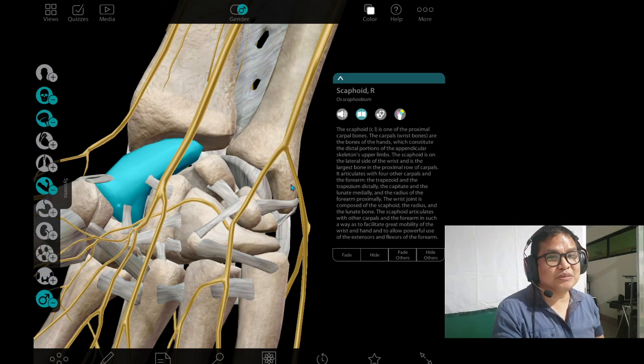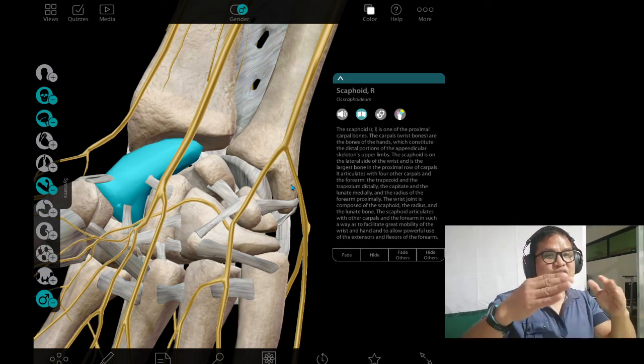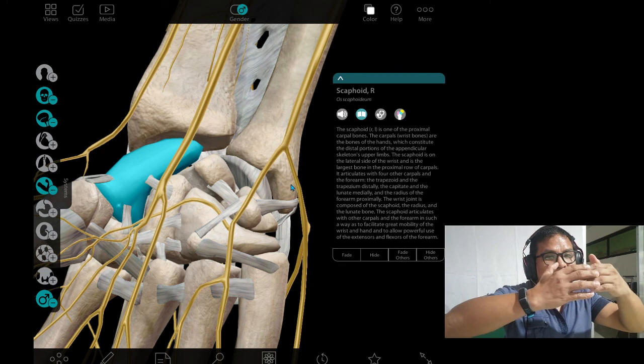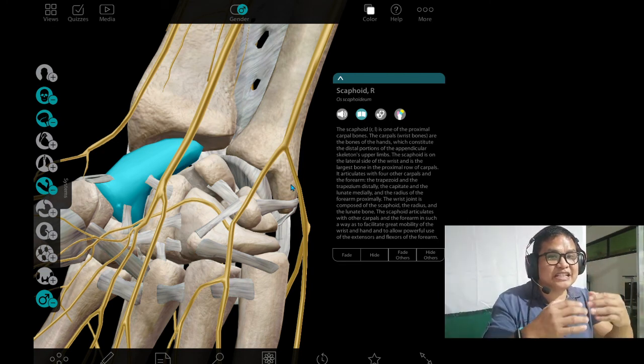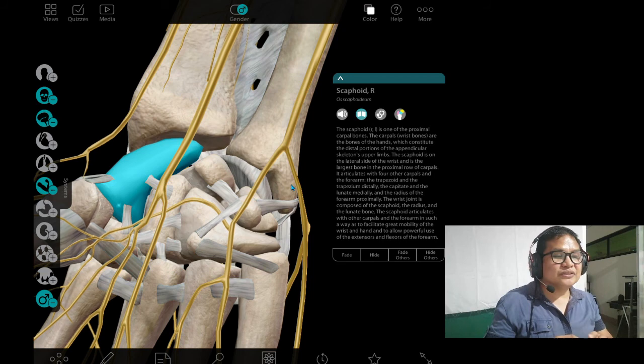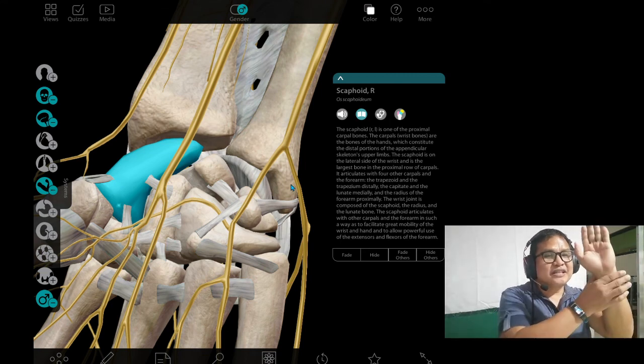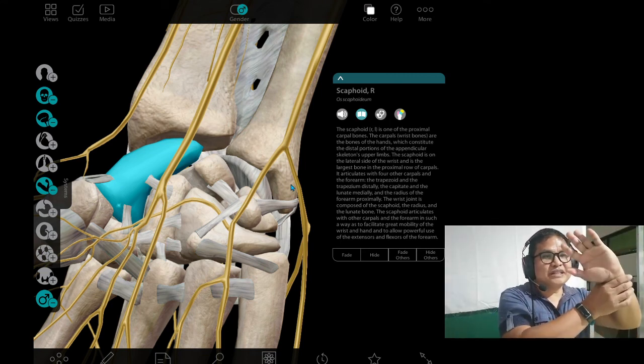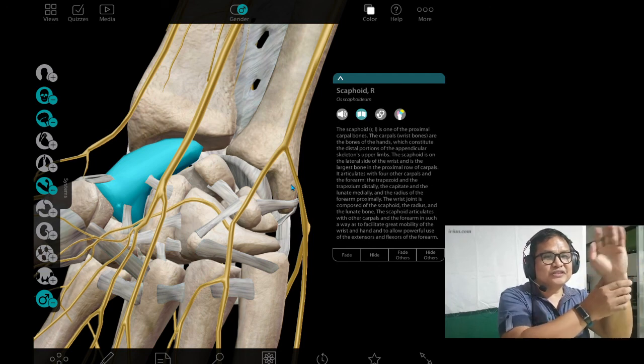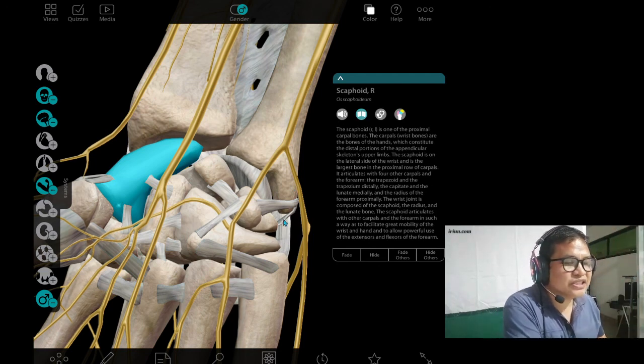Okay, so it's freely movable. But because of its shape, it has some similarity to the ball and socket, since it has a convex and a concave surface. So its direction of movements is also just like the ball and socket. It can move in several directions, or we call that triaxial. When you say triaxial, it means it can move in 3 axes. The wrist can flex and extend, move radially and ulnarly, and rotate. So it is triaxial.